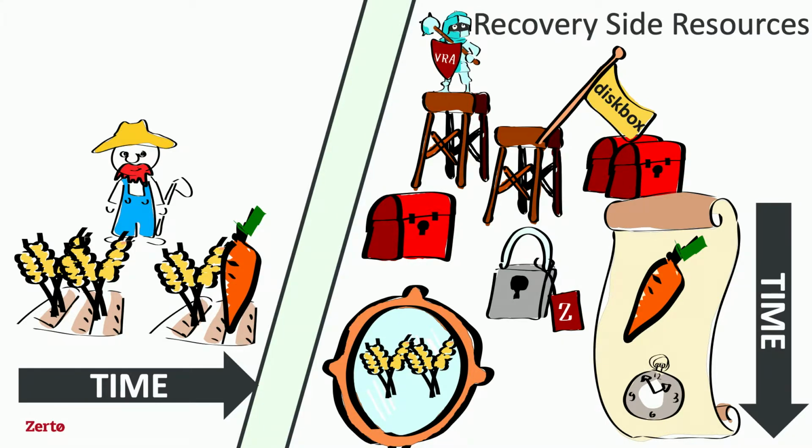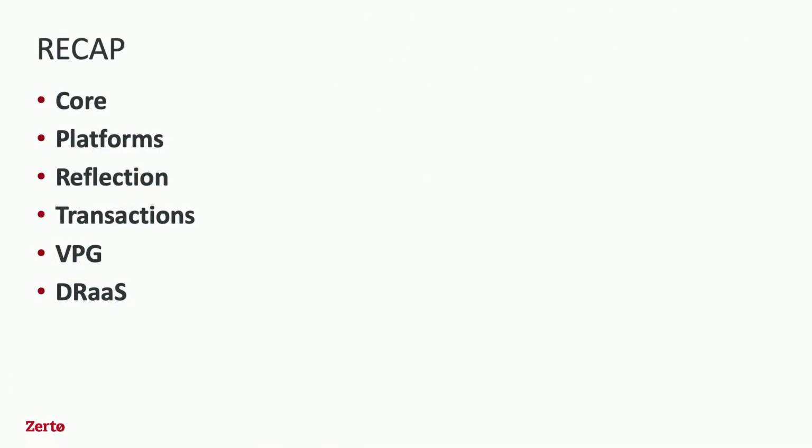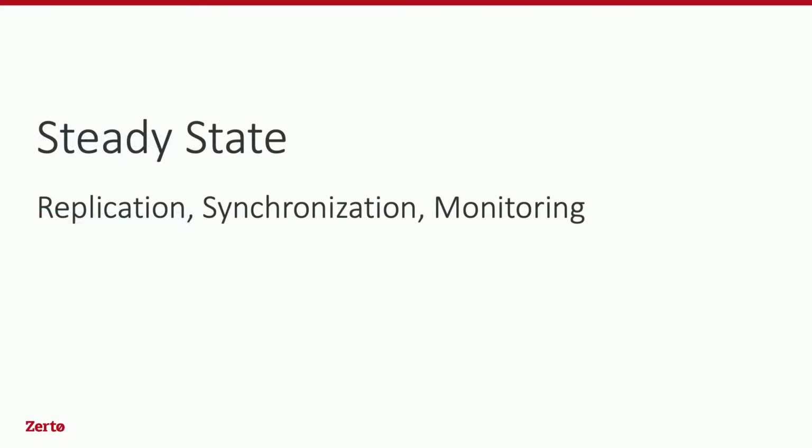So a short recap before we get to steady state. We've been talking about core and platforms. We've been talking about reflection, the information we are collecting from the environment. And we've been talking about transactions, how we actually do the processes in the ZVM. So let's talk a little bit about steady state.